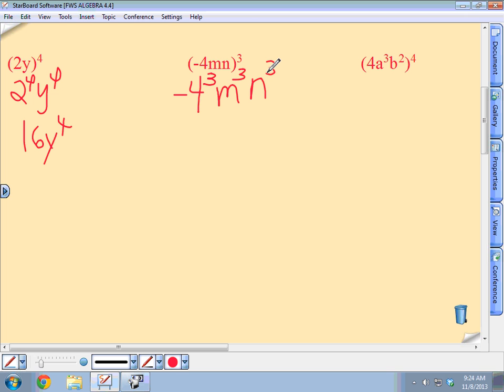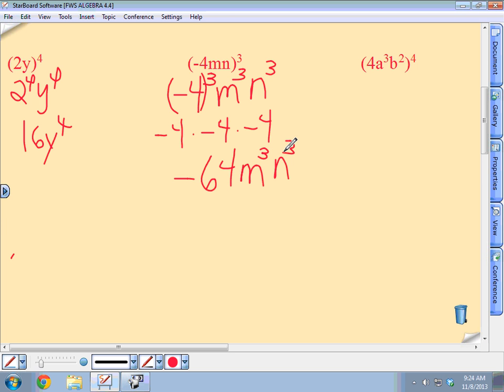Would you do the 4 times 4? This one here is this whole thing, negative 4, because that was in the parentheses. So what you have here is negative 4 times negative 4 times negative 4. What will that be, Elise? That would be 64, negative 64, under the third power. Good. Very good.